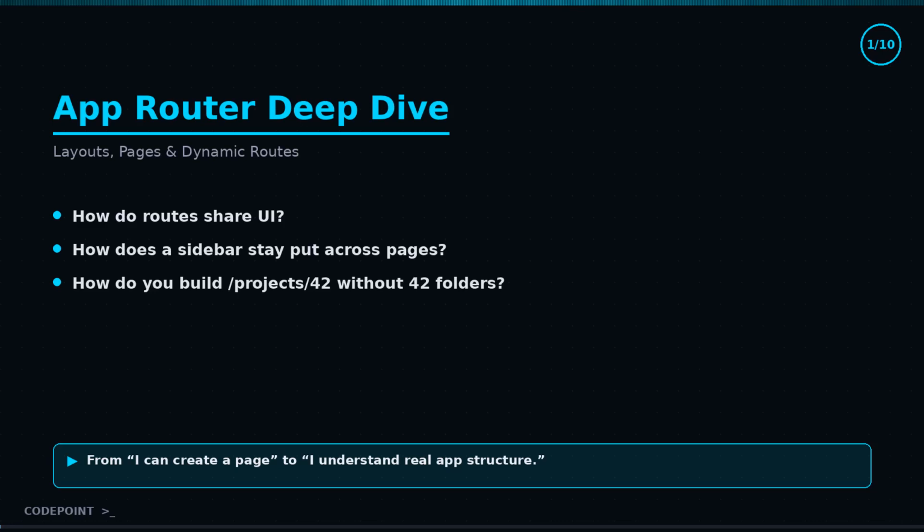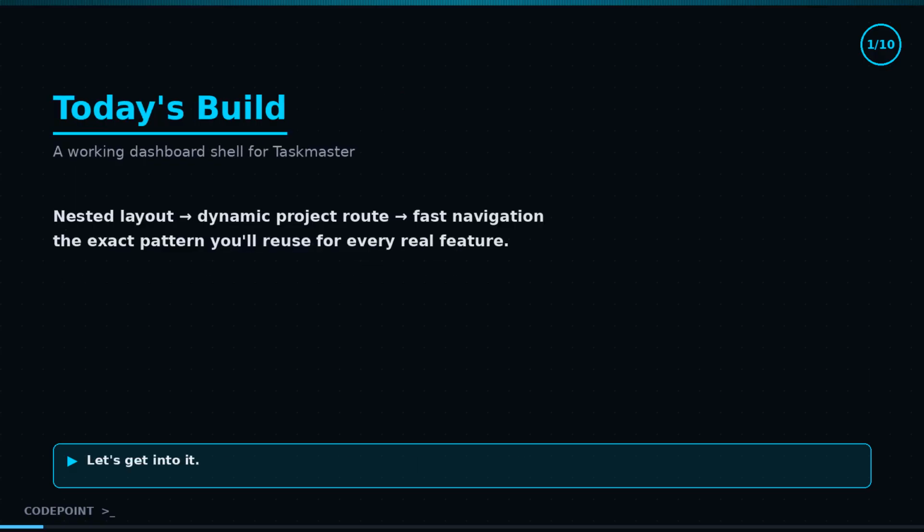Last video, you set up Taskmaster and created your first route, app/projects/page.tsx. That felt like magic. Create a file, get a URL. But here's what you didn't see yet. What happens when routes need to share UI? When a dashboard needs a sidebar that stays put while the page content changes? When you need a URL like /projects/42, where 42 is a real project ID, not a hard-coded folder name?